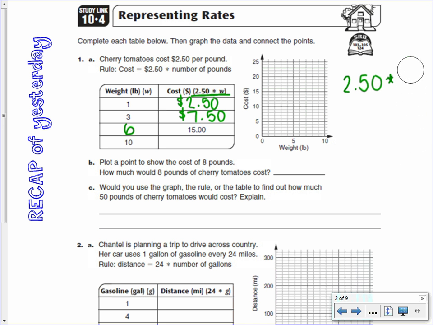Okay, but our equation is still the same. So $2.50 times W, what is W? They give it to us this time. 10. $2.50 times 10, you can either write it out, or it's a nice, easy times 10, so you just move the decimal one spot. How much does it cost to get 10 pounds of cherry tomatoes? $25.